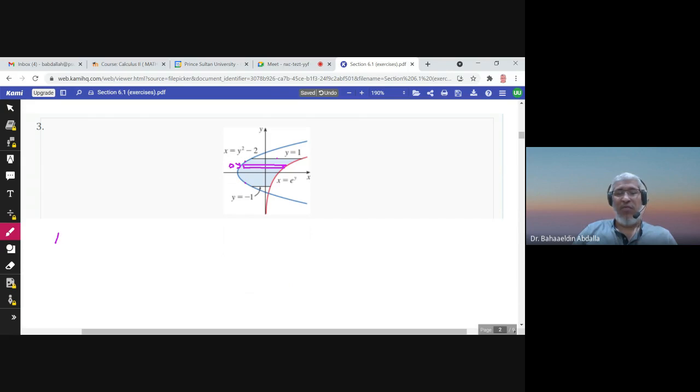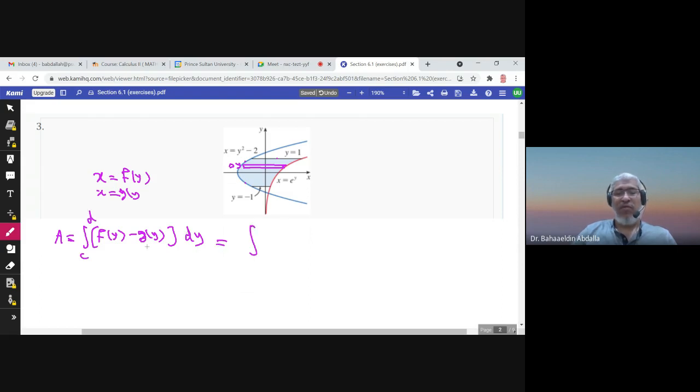In this case, the formula is given by A equals the integral of f of y minus g of y, where the functions here are solved for x. So we have x equals f of y and x equals g of y, and f of y is always to the right of g of y, and this is integration with respect to y, and y runs from c to d, which is the case here.